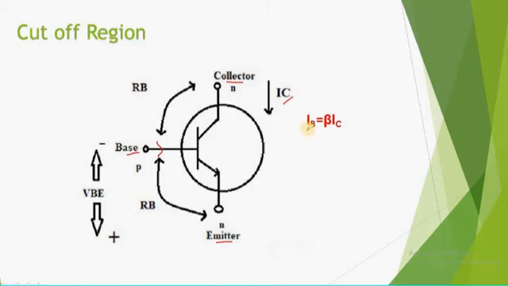The relation between IB and IC is IC is equal to beta into IB. Now in cutoff region, the base emitter junction will be in reverse bias condition and base collector junction also will be in reverse bias condition. That's why the current through base terminal is approximately equal to 0, so the collector current also will be 0. That's why in cutoff region the transistor will be in off state.